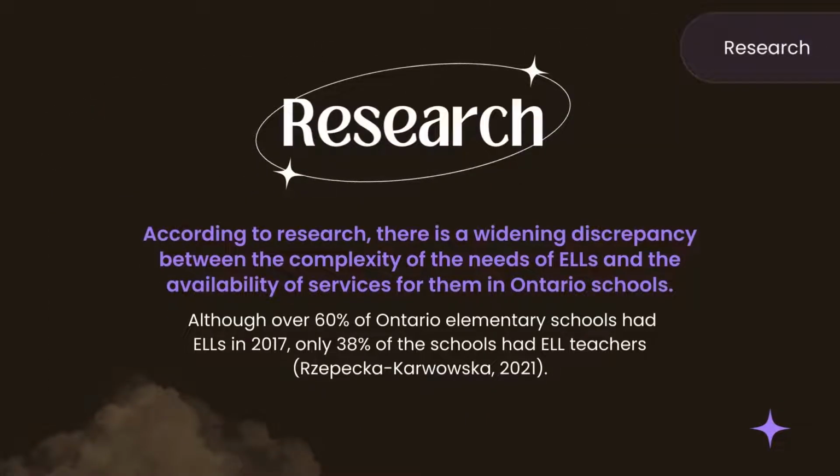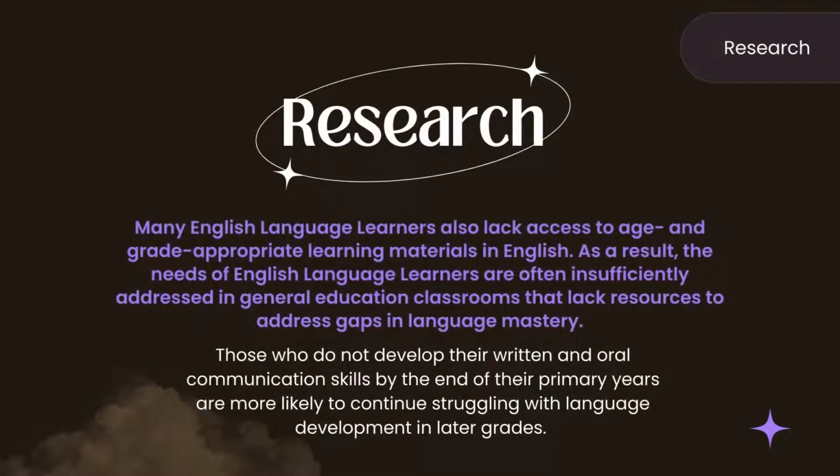According to research, there is a widening discrepancy between the needs of different English language learners and the availability of resources for them in Ontario schools. Although over 60% of Ontario elementary schools had English language learners in 2017, only 38% of these schools had ELL teachers. Many English language learners also lack access to age and grade-appropriate learning materials in English.